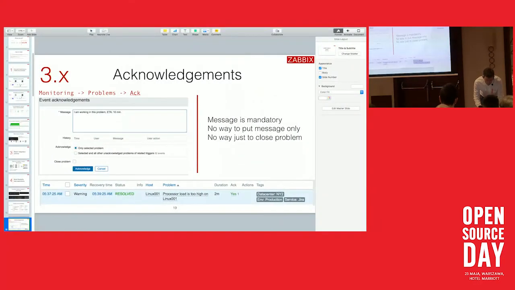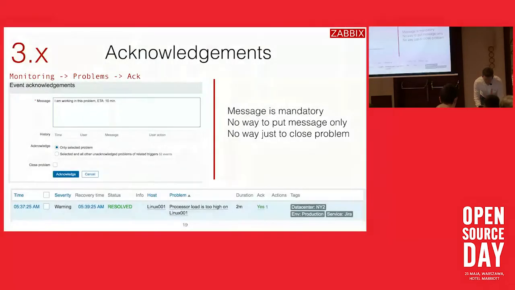But obviously there are a number of limitations. First is that the message is mandatory. You cannot just acknowledge a problem without leaving any message. Yeah, the message has to be there, and that's why some guys were using something like 1, 2, 3. Okay, acknowledge a problem, but since the message is mandatory, I have to use something. I write ABC or 1, 2, 3. Yeah, and it's not good.